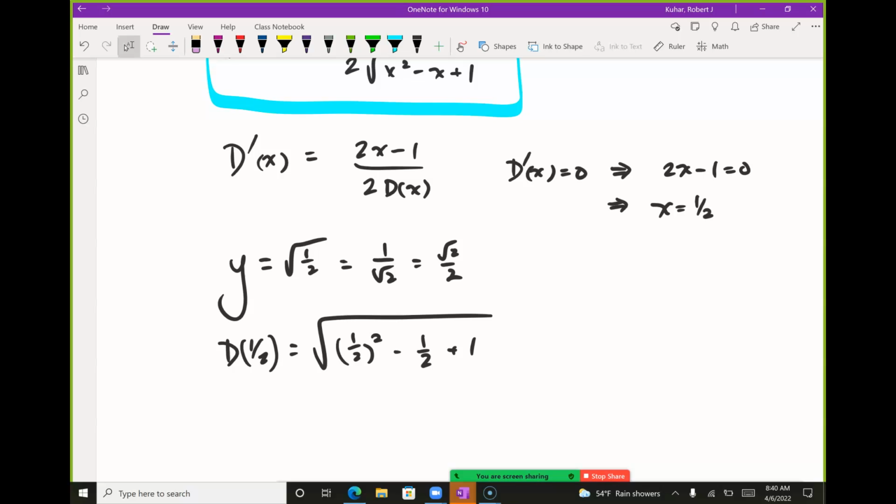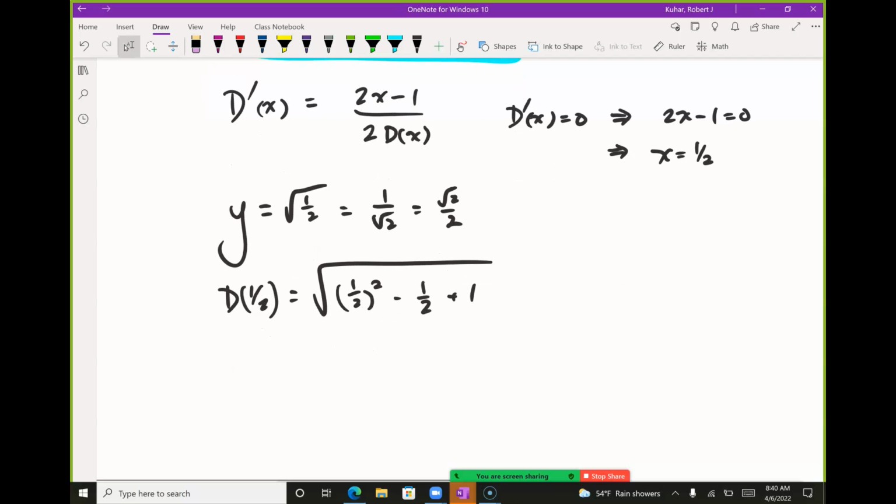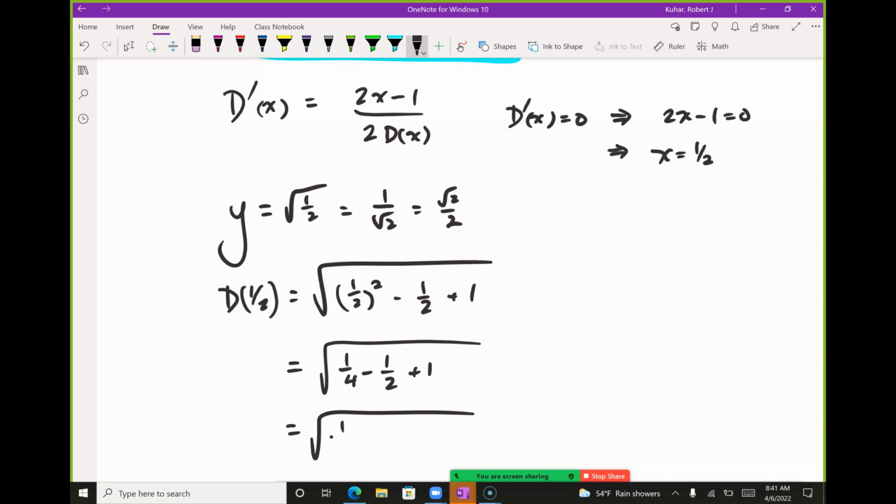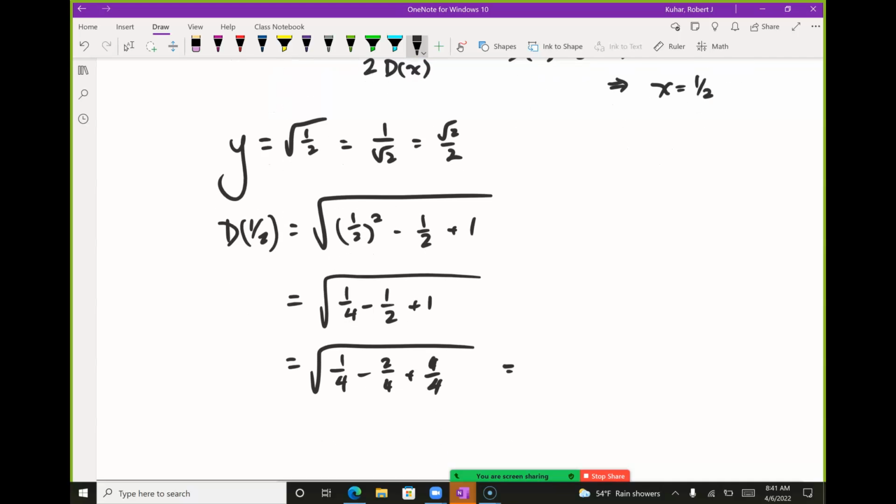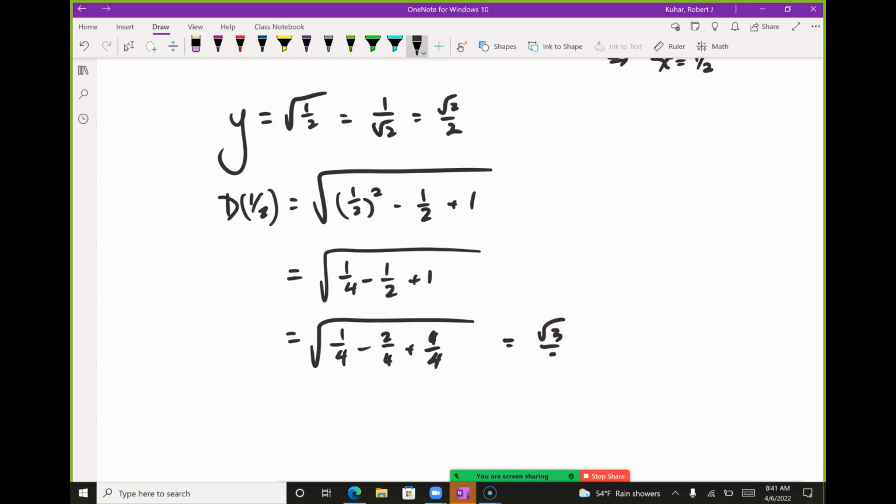Everybody okay? So I have the square root of 1/4 minus 1/2 plus 1. So I'm going to turn everything into fours, right? 1/4 minus 2/4 plus 4/4. So it looks like I get square root of 3 over 2 for my distance. That's my minimum distance.